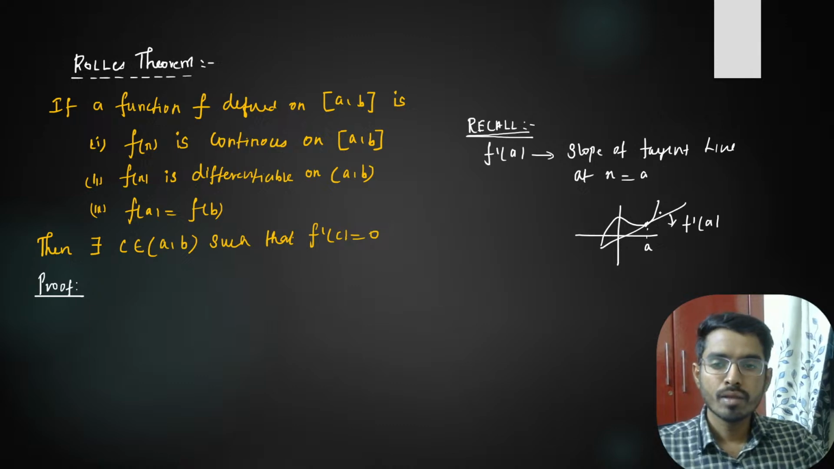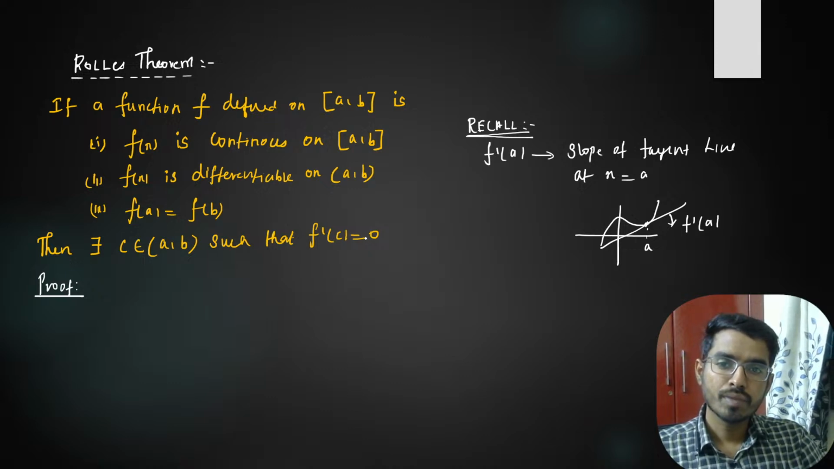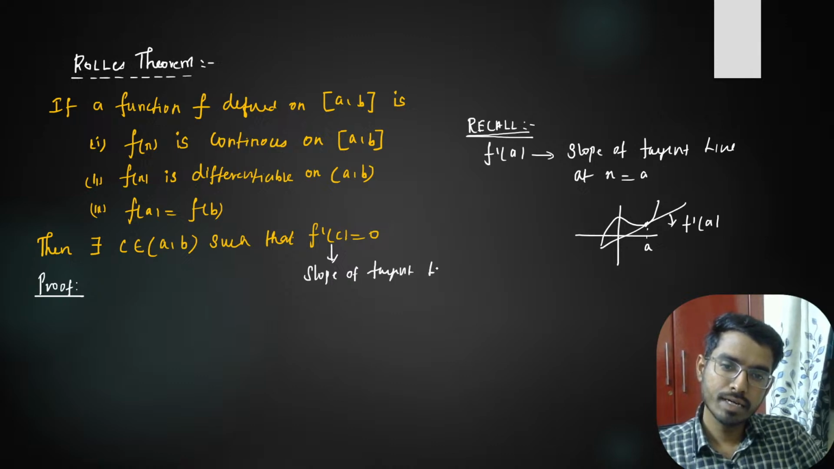This you already know. What this theorem says is we can always find a number c in the interval a comma b, such that the derivative at this point is 0. That means what? What is f dash of c? It is the slope of the tangent line at x equal to c.